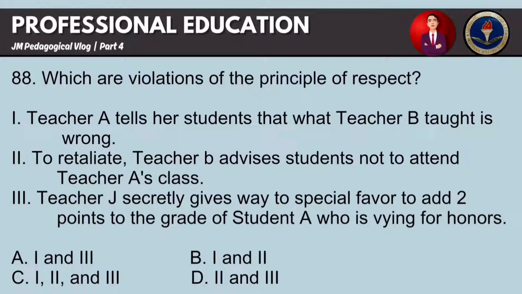Which are violations of the principle of respect? 1. Teacher A tells her students that what teacher B taught is wrong. 2. To retaliate, teacher B advises students not to attend teacher A's class. 3. Teacher J secretly gives way to special favor to add 2 points to the grade of student A who is vying for honors. A. 1 and 3, B. 1 and 2, C. 1, 2, and 3, D. 2 and 3. C. 1, 2, and 3.